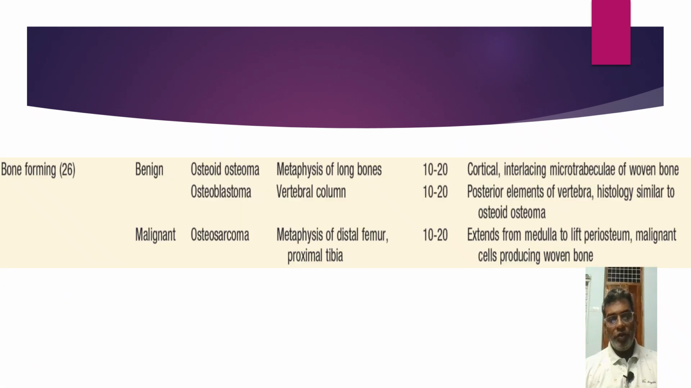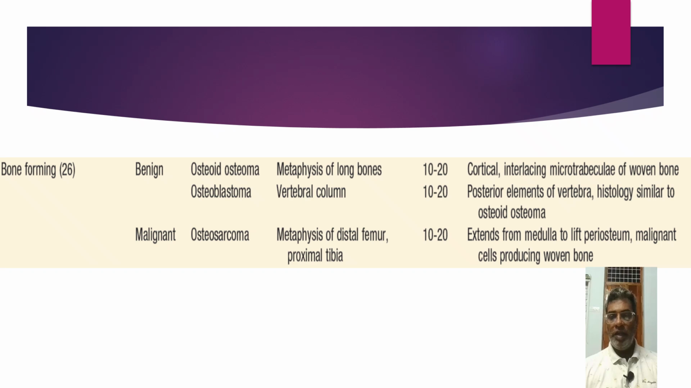Bone forming tumors will be around 26%. Out of them, they can be benign tumors and malignant tumors. Osteoid osteoma and osteoblastoma are benign bone forming tumors, and osteosarcoma is a malignant bone forming tumor. Both osteoid osteoma and osteosarcoma will come from the metaphysis of distal femur or long bones, and the age group for all bone forming tumors will be most of the time 10 to 20 years.